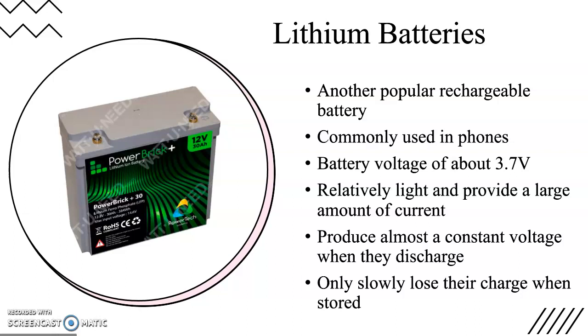Lithium batteries are another popular type of rechargeable battery that are commonly used in smaller and more portable devices, such as phones. The battery voltage is about 3.7 volts, and they are popular because lithium batteries are relatively light and provide a large amount of current. They provide almost a constant voltage, and when they discharge, only lose a little bit of the charge when stored.